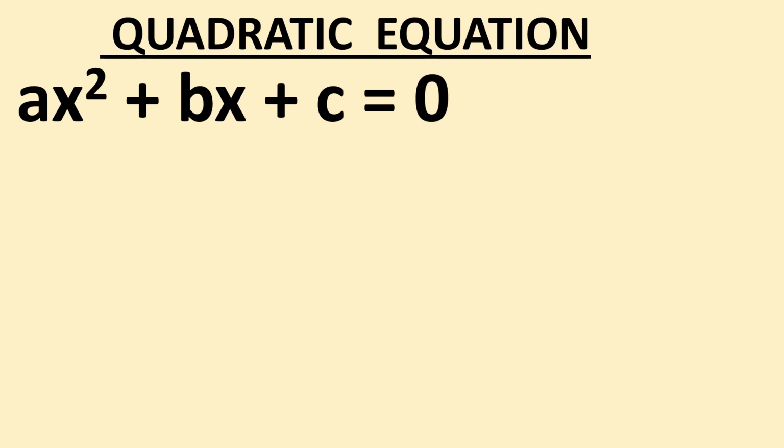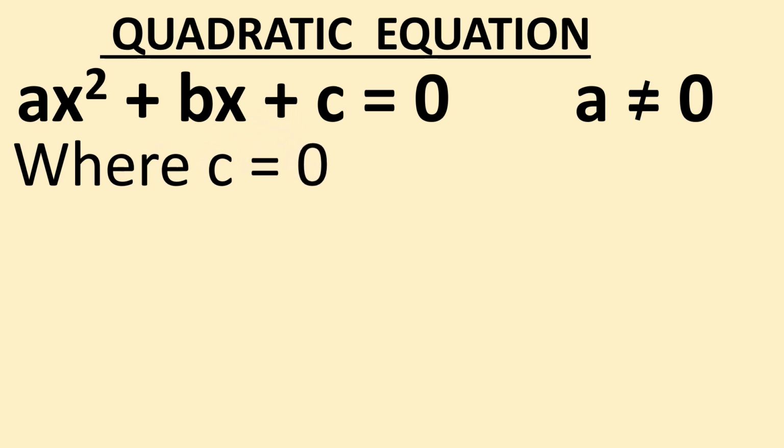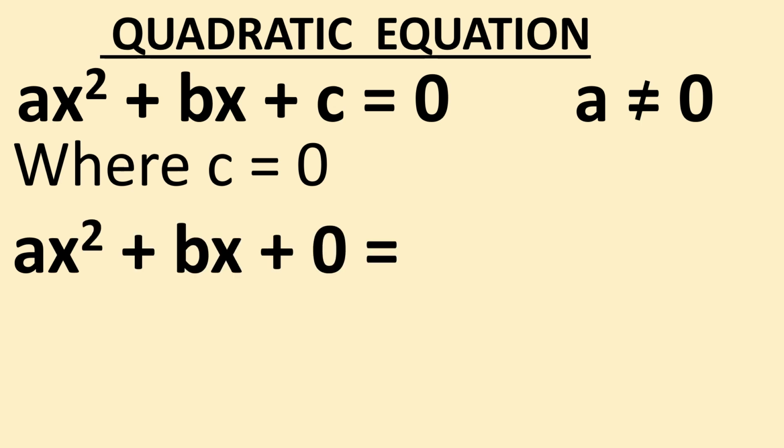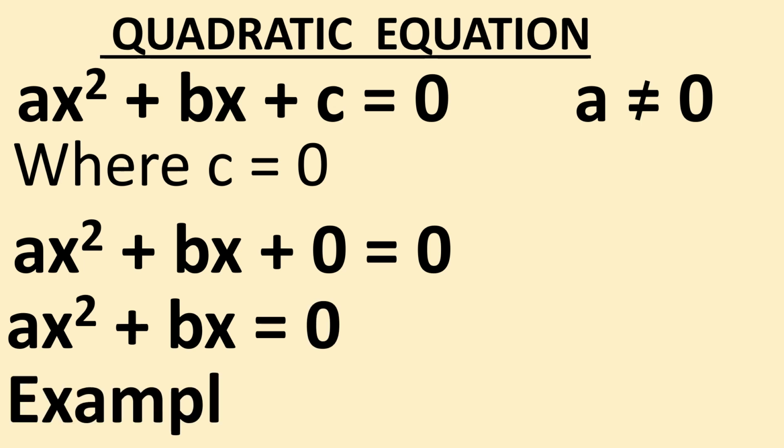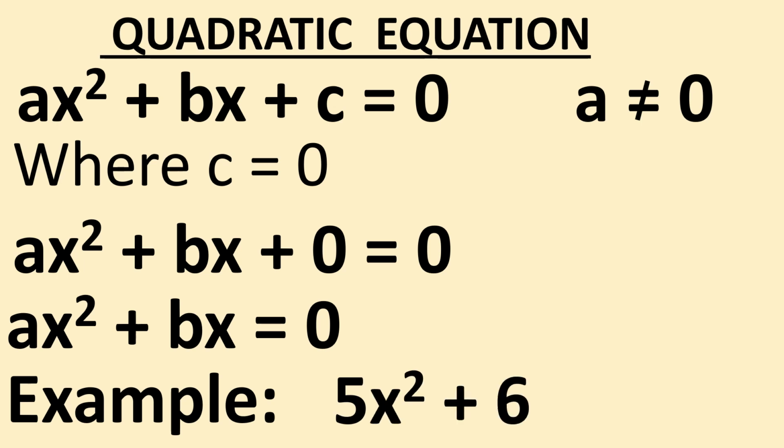In this scenario, we'll be looking at a case where our c, or constant, is 0. That means the third term will disappear, and then we're left with ax squared plus bx is equal to 0. An example is as shown below, 5x squared plus 6x is 0. Is this a quadratic equation? Yes, it is. The only difference is that the c term is now equal to 0.